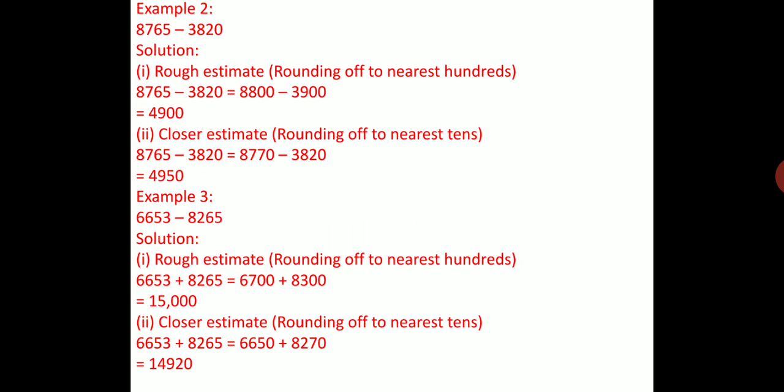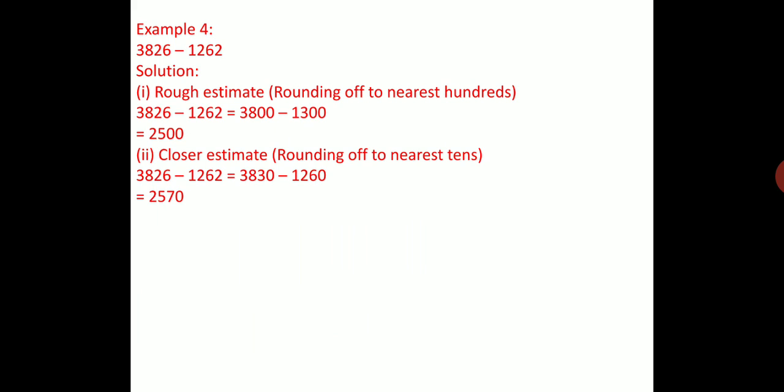When we add, the answer comes 14,920. Next slide, see here example number 4 is given, and you can see a solution. The nearest 100 to 3826 is 3800, and minus 1300 of the second number, that is 1262, and the net answer comes 2500.